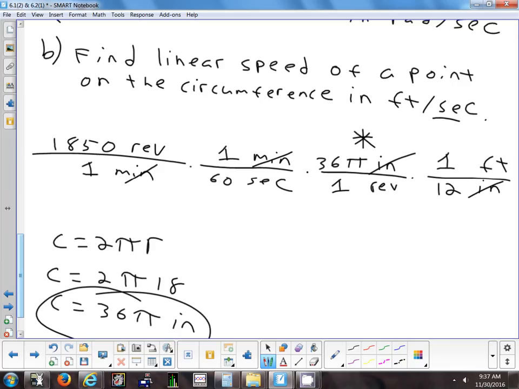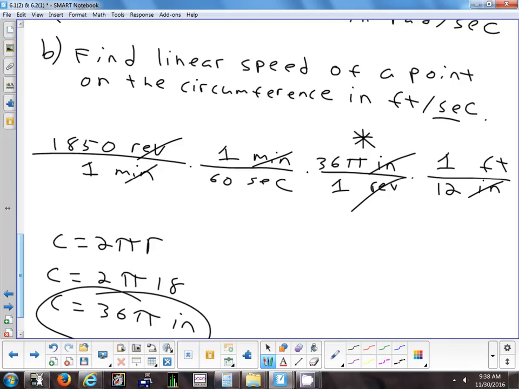Okay, and what else cancels? Revolutions. And now I'm left with feet in the top, seconds in the bottom. So this would tell you if this tire was spinning on a machine and you just drop it on the ground and it took off, it would be going that fast. We just have to type that in.